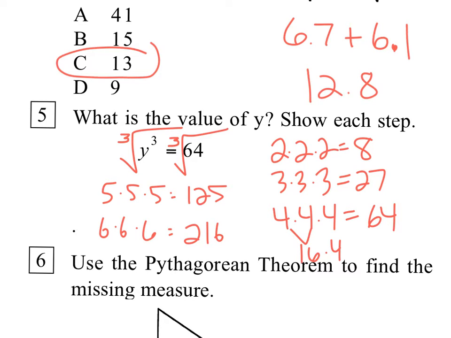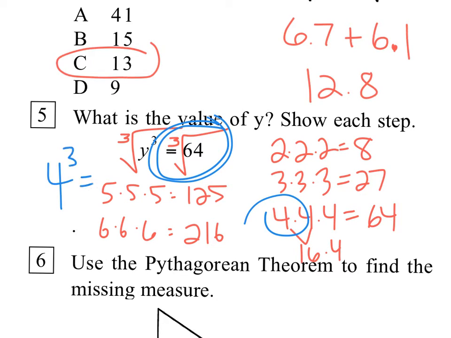Here's the deal, though. This answer could also be a possible answer. So you could have this answer if it said select more than one that apply, and you could also have 4 as your answer. So 4 is technically your answer. What to the 3rd power? 4 to the 3rd power equals 64. All right?